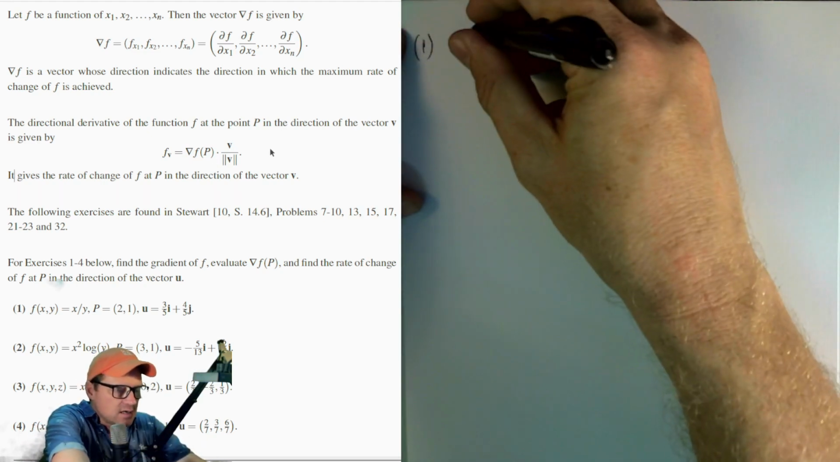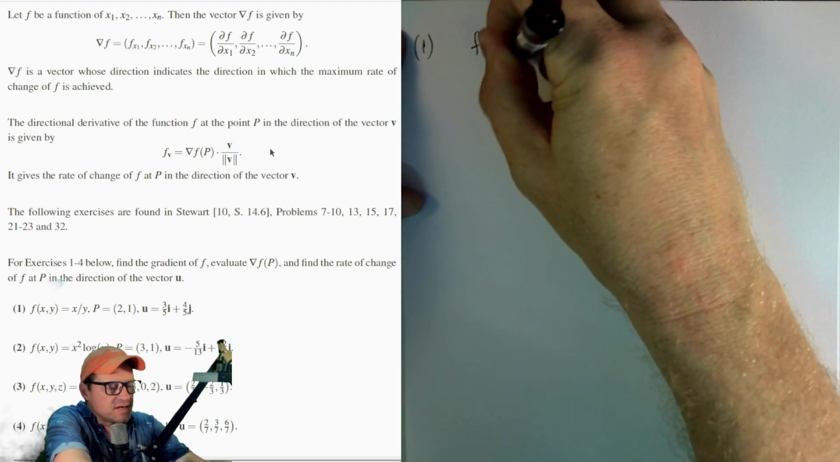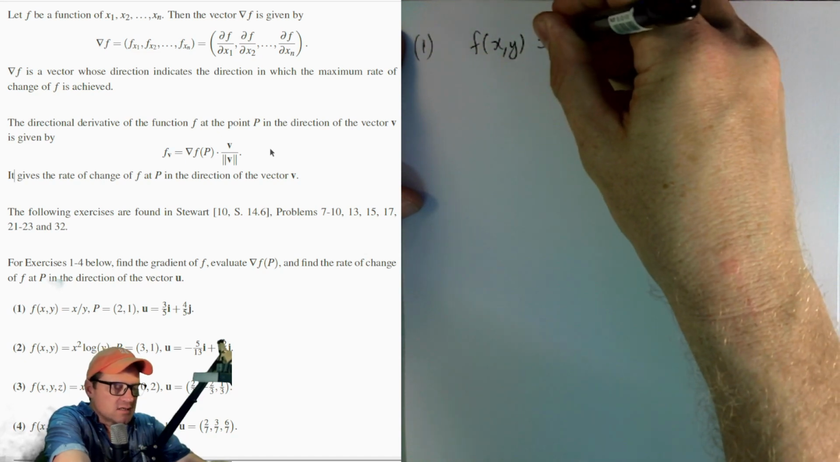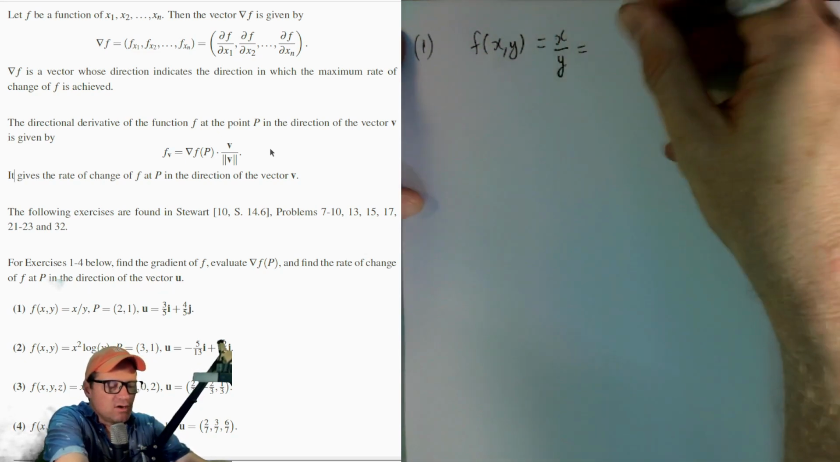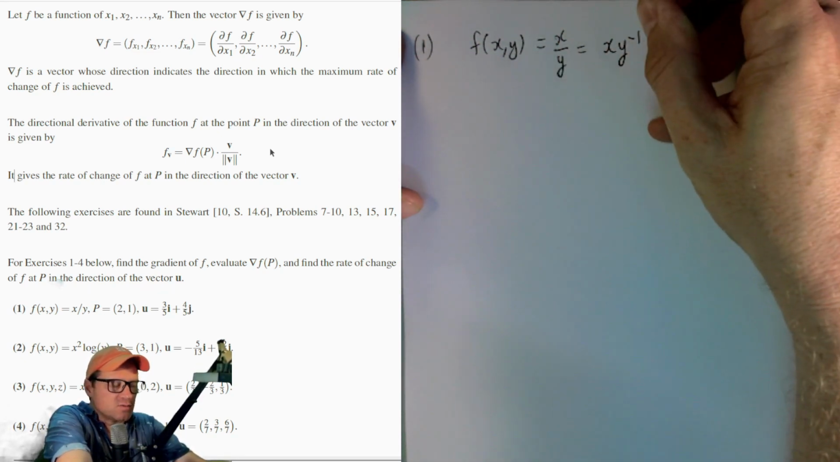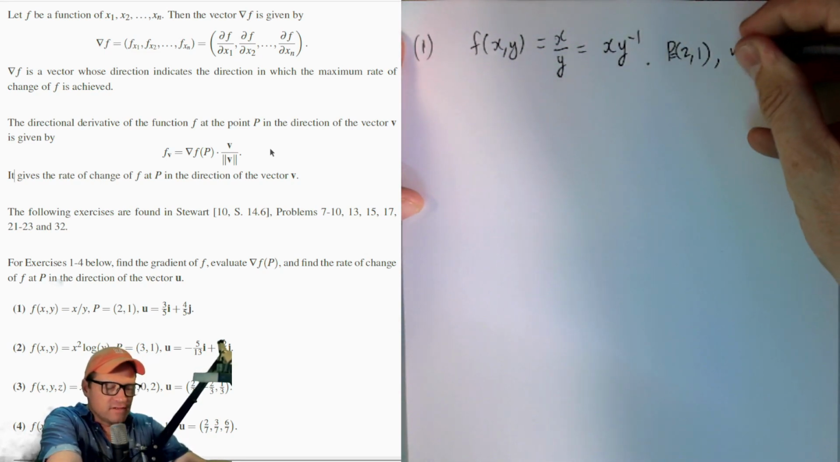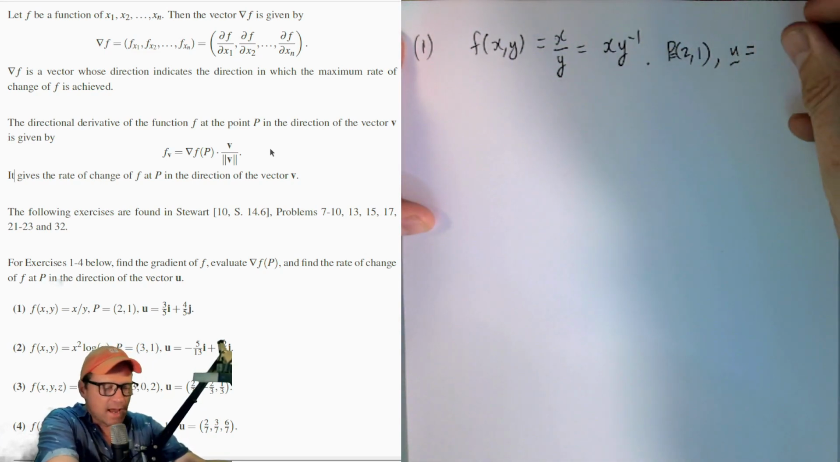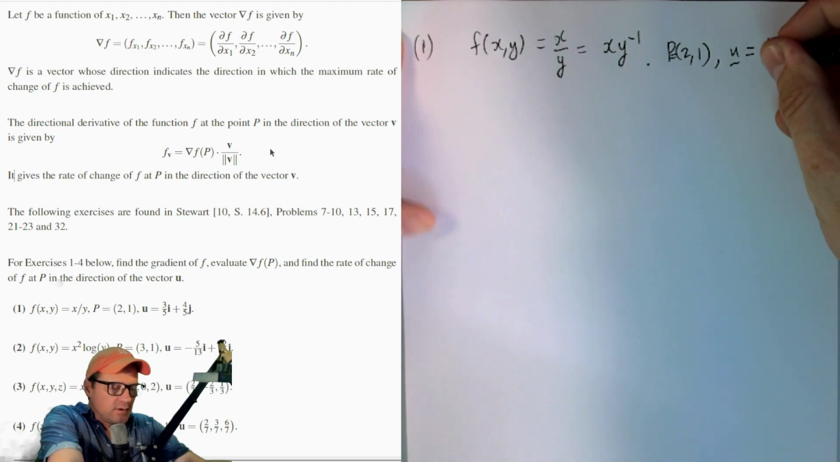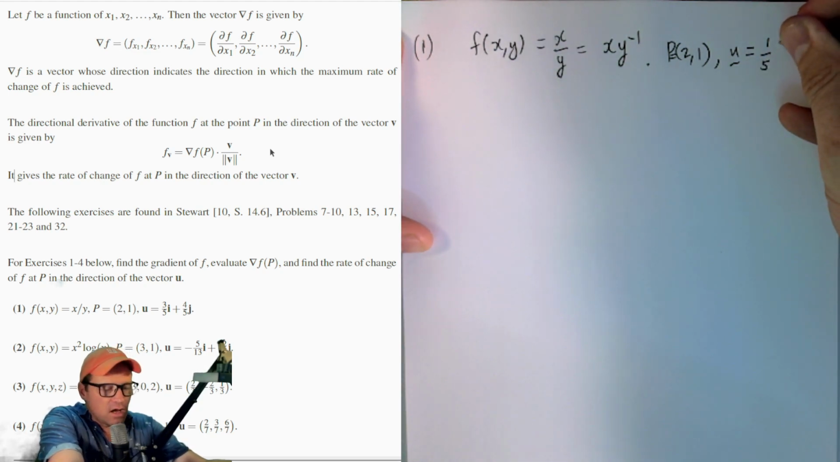Okay, so let's begin. We have f is a function of x and y, and it's just x over y, which we can also write as x times y to the minus 1. Okay, we have the point P equal to (2, 1), and then we have the vector u, which in this case happens to be a unit vector. Now I will write this as 1/5 of the vector (3, 4).